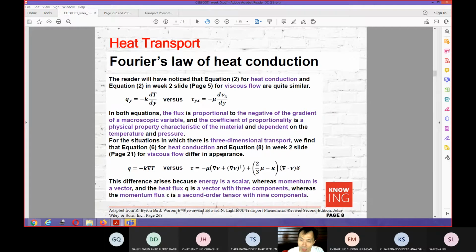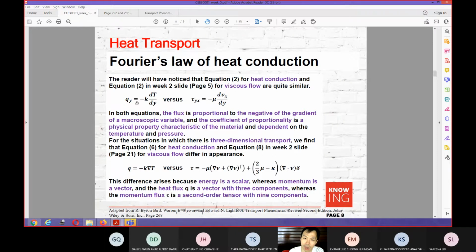Now, you will notice that in the momentum transport you have this form in here, whereas in here you only have this form in here. So the x in here refers to the momentum direction or the velocity direction, so it's Vx, and then this y in here refers to the direction of the momentum transport. So this one is transported across the y.